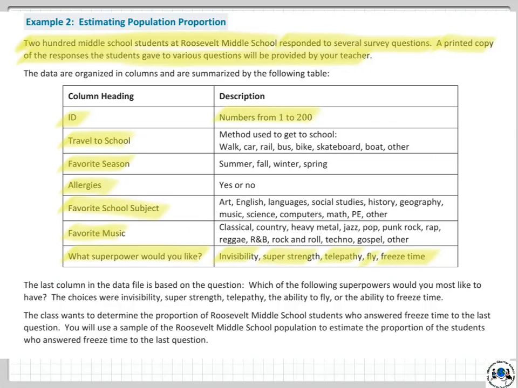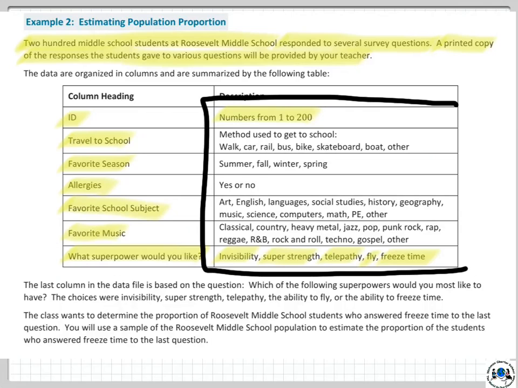And as you can see, none of these descriptions here have any numerical data involved. Well, except for the ID, of course, but it's only to assign a number to a student. The rest of it here, though, is all descriptions, yeses or nos, choosing from a list. So we are talking about working with proportions here.